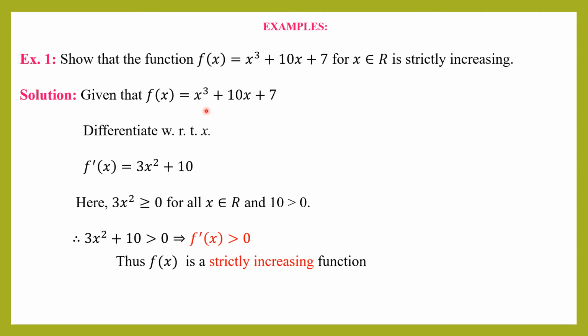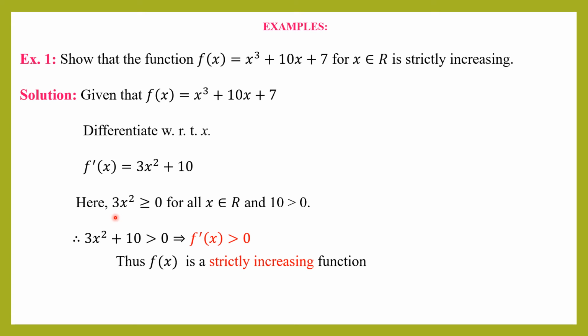Solution. Given that f of x equals x cube plus 10x plus 7, differentiate with respect to x. f dash of x equals the derivative of x cube, which is 3x square, plus 10, a constant multiple, taken outside, times the derivative of x, which is 1, plus 7, a constant term whose derivative is 0. Therefore f dash of x equals 3x square plus 10.